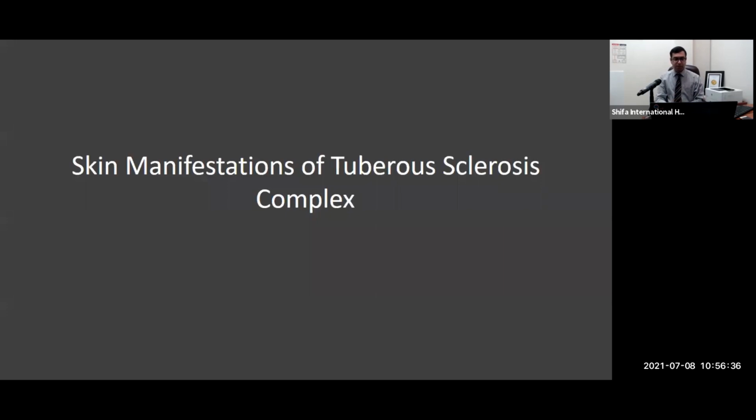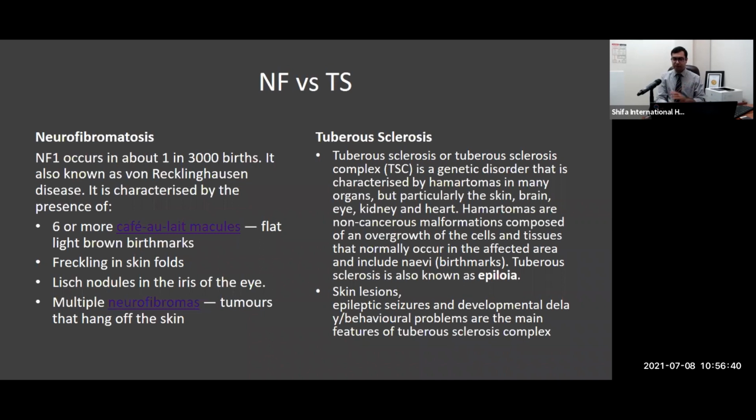Now, quickly going through the main manifestations of tuberous sclerosis, NF versus TS, neurofibromatosis versus tuberous sclerosis. I'm sure all of us know about this, so I will leave it here for a few seconds. The presentation will be available online on YouTube and Shifa International Hospitals Facebook page and my own Facebook page, as well as my website, dramjadkhan.com. So don't worry about that. You can again refer to these slides through that presentation.